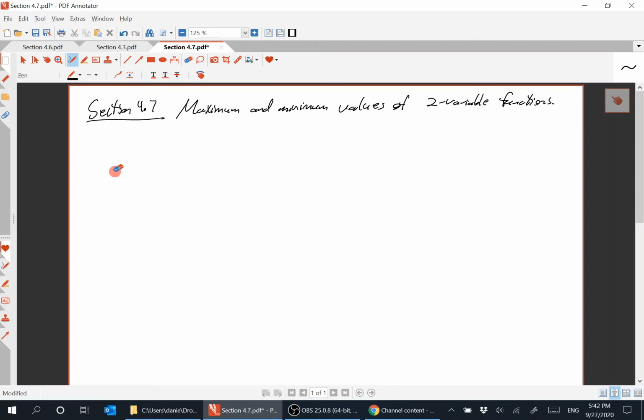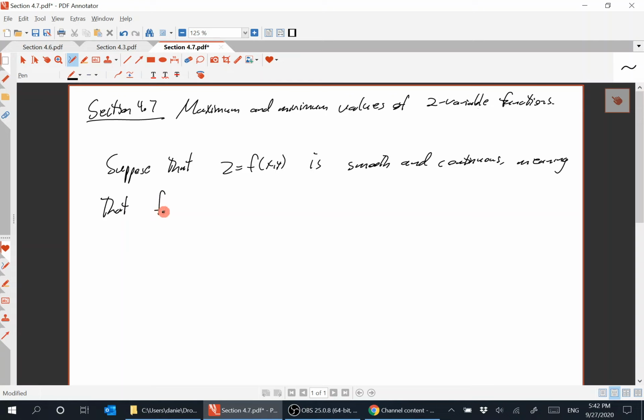Suppose that z equal to f(x,y) is smooth and continuous. It's a surface that is smooth and continuous, meaning that the partial derivatives fx and fy exist at all x and y. So the surface always has its partial derivatives, always has its tangent planes.